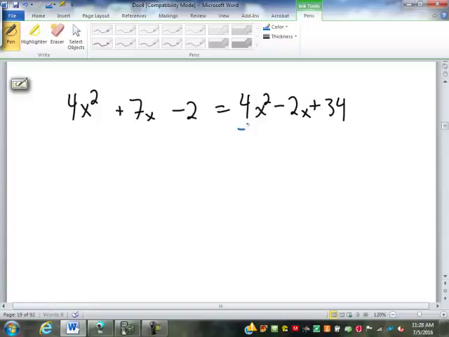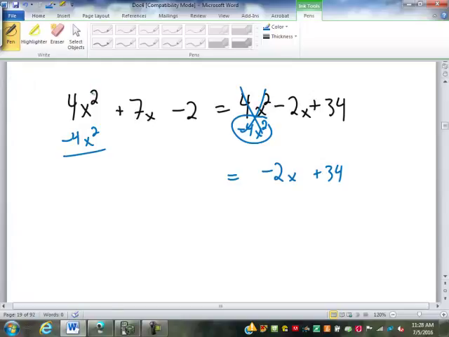If I go to take away this 4x squared, it's gone. That would leave me with negative 2x plus 34. But what do I have to do? I have to take 4x squared away from the other side as well. That can only come from the other x squareds. Well, 4x squared minus 4x squared is 0. It canceled out. So even though there's an x squared in the equation, it's there twice and it ends up canceling itself out. So we're left with 7x minus 2.